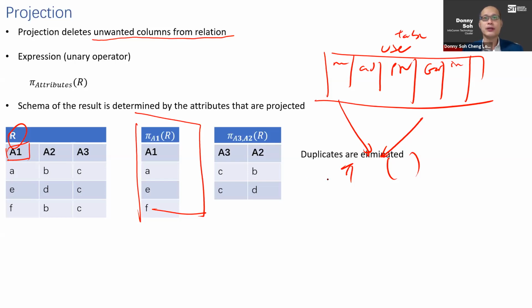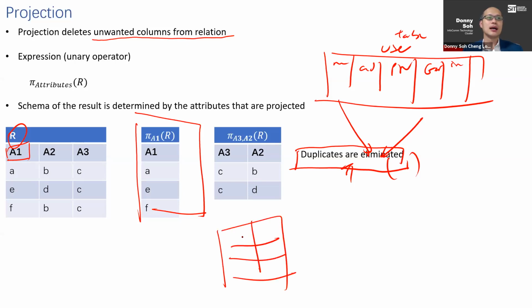Notice that in this operator, the duplicates are automatically eliminated. So over here, when I project A3 and A2, if I were to copy wholesale, it will be C, C, C, B, D, B. But this is duplicated with this, and so one of these will be eliminated. And this will then end up with what we see over here.